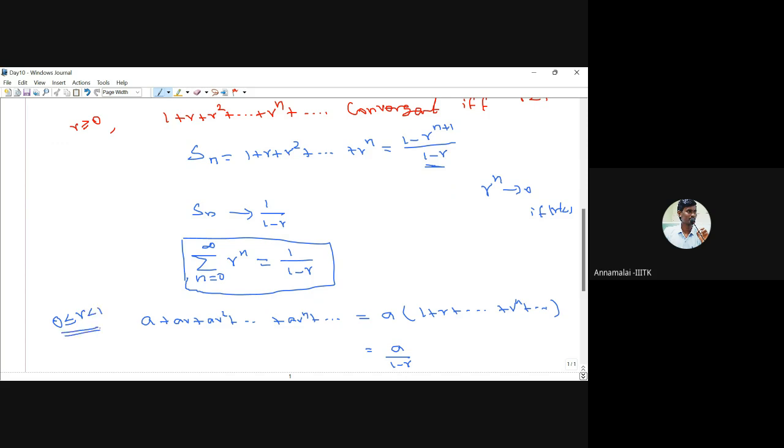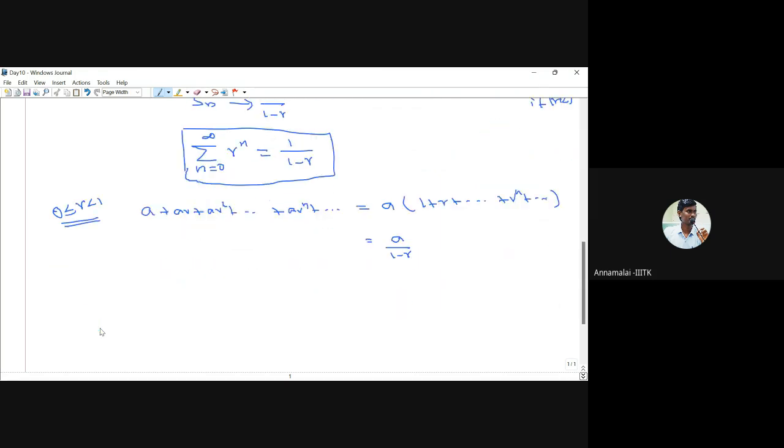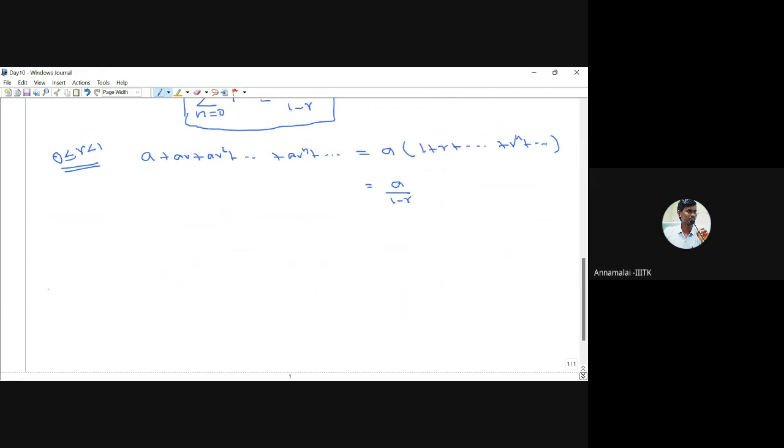So the geometric series converges only for these values. It's a very important thing. If r is equal to 1, it diverges because we get 1, 1, 1. Take r equal to 1, so what is Sn? Sn is nothing but 1 plus 1 plus 1, because everything is 1. Therefore, we get n. As n goes to infinity, this diverges to infinity. Therefore, for r equal to 1, this diverges.